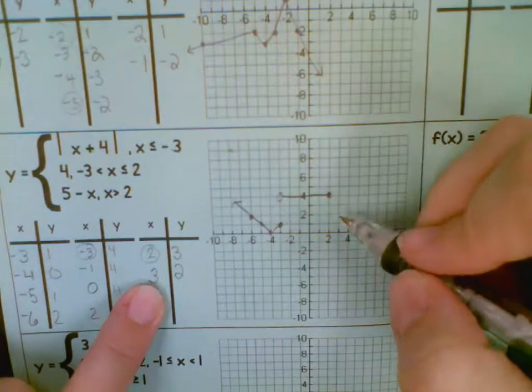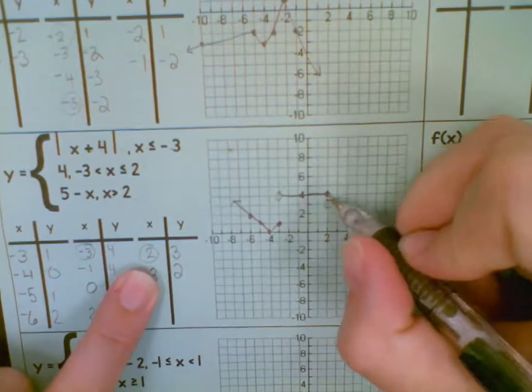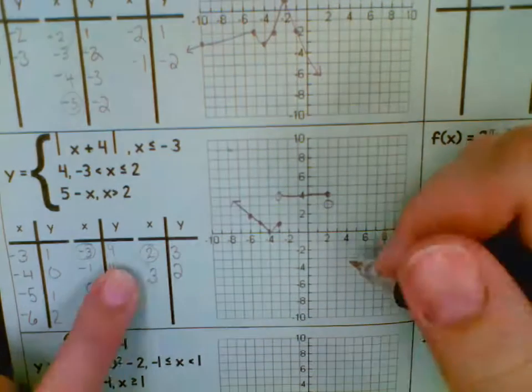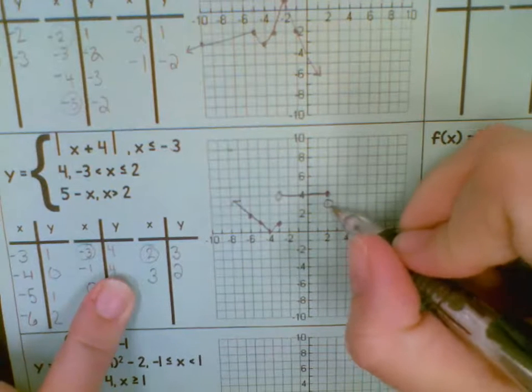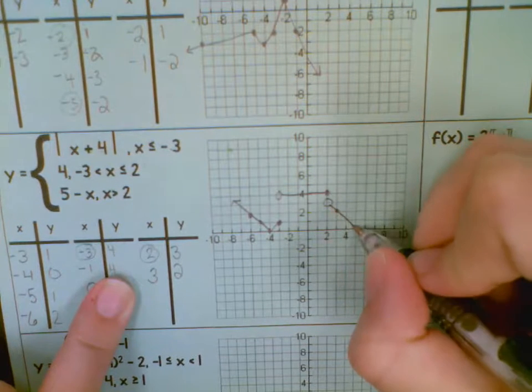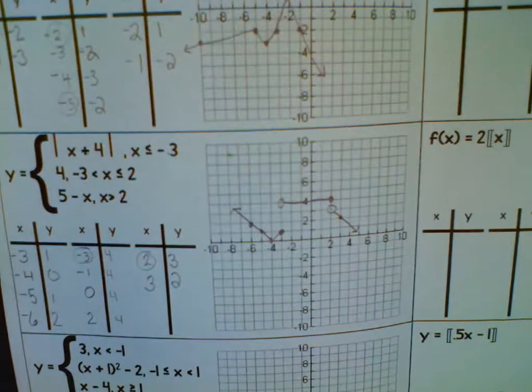Okay, so then for the last graph, at 2, we're at 3, but we have a hole there because we already have a point there that keeps it a function. And then at 3, we are at 2, and then there's our graph. Okay, so that's it for that one.